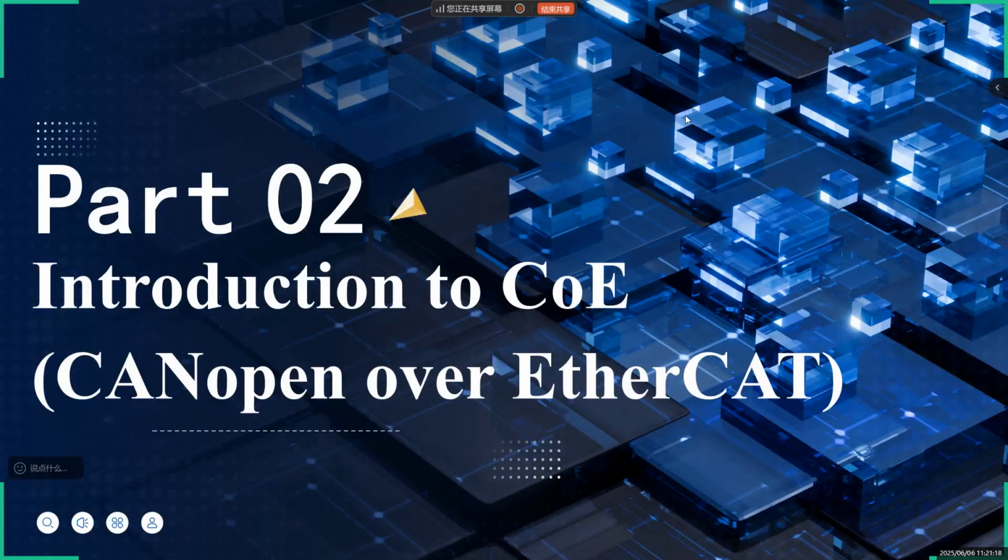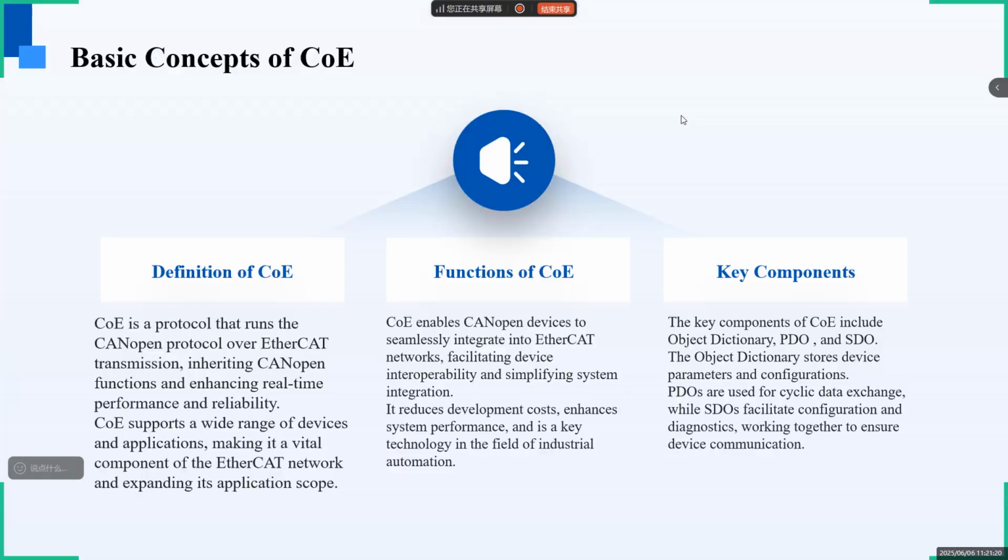Then is the CoE introduction. EtherCAT supports multiple protocols, with CoE being the most commonly used. CoE supports various devices and applications, serving as an essential component of an EtherCAT network. Expanding the application scope of EtherCAT, CoE runs the CANopen protocol on an EtherCAT bus.